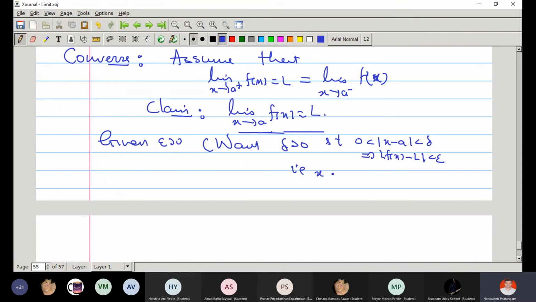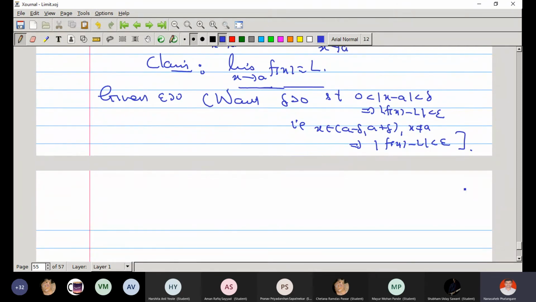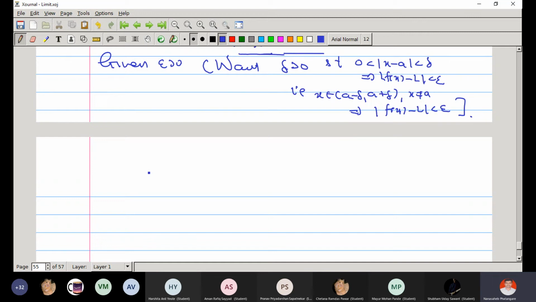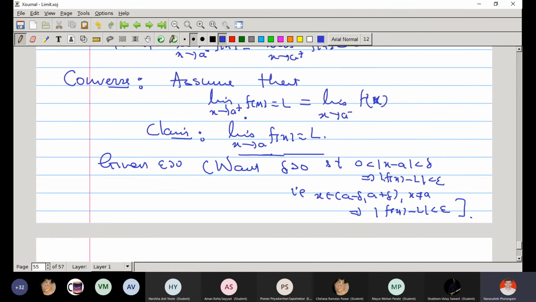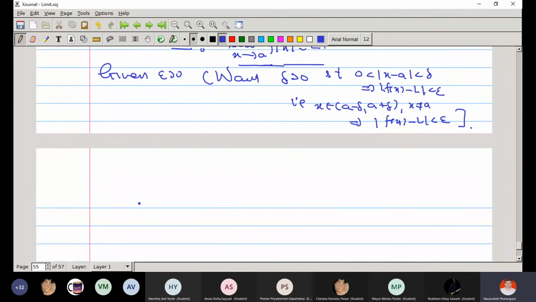That is, x belongs to (a minus delta, a plus delta), x may not be a, then the distance of f(x) from L is less than epsilon. So this is our aim. Epsilon is given. Whatever is going on in my mind, I have written it in brackets. I want delta. So how do we start the process? What is the assumption? Right hand limit is L, left hand limit is L.